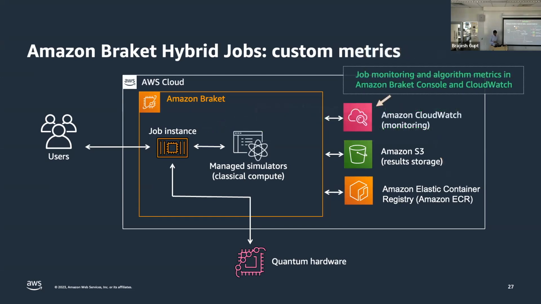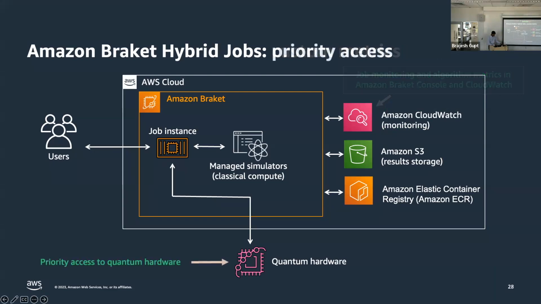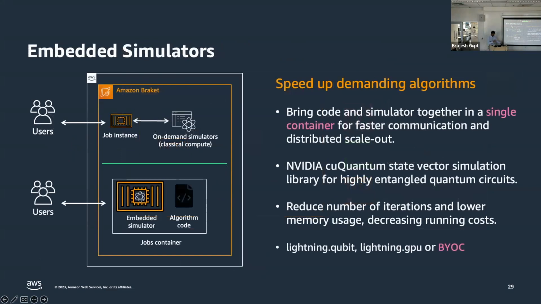Now, there's a feature called Amazon CloudWatch, which lets you monitor the progress of this whole, for example, machine learning pipeline through different metrics that you define, and we'll be seeing that shortly. Then again, mention that priority access to quantum hardware until the job completes. The hardware is locked in until the job is completed, basically.